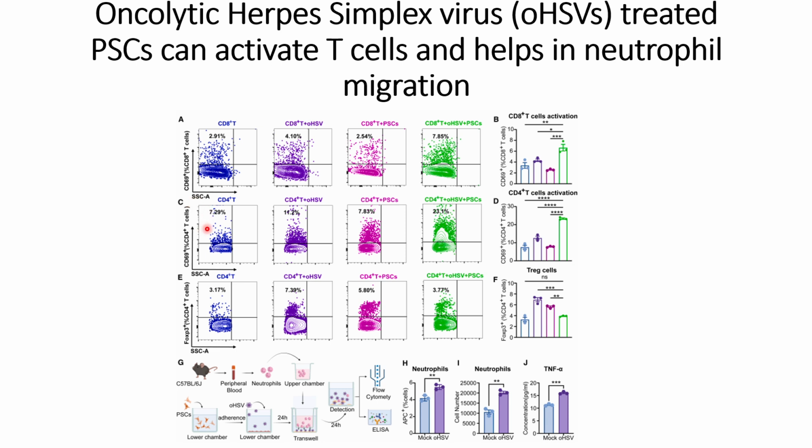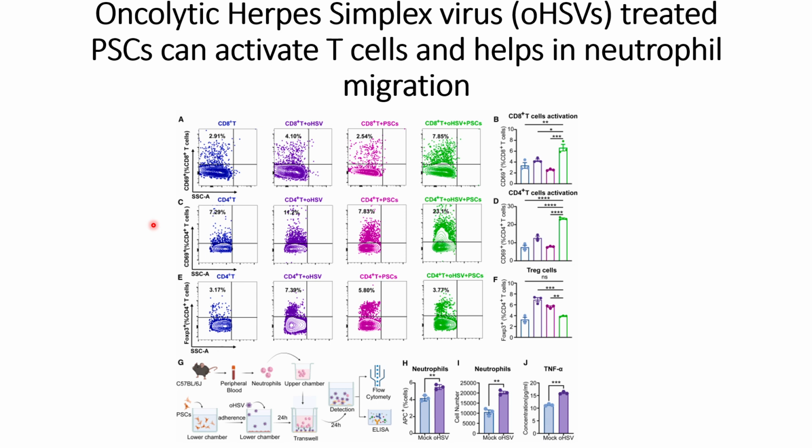Similar results were seen for CD4 plus T cells. When they are co-cultured with PSC without oHSV treatment, they see a very small increase. However, when the CD4 plus T cells are co-cultured with PSC along with oHSV treatment, they see a significant increase, and the quantification is shown in panel D. So from these results, it is clear that both CD8 plus and CD4 plus T cells increase when co-cultured with PSCs and Oncolytic Herpes Simplex virus, indicating that the virus helps in T cell activation.